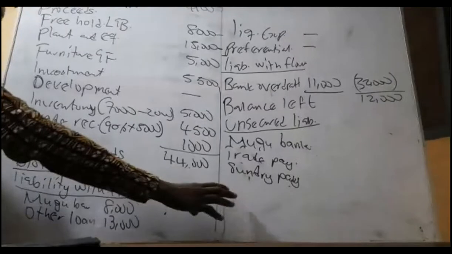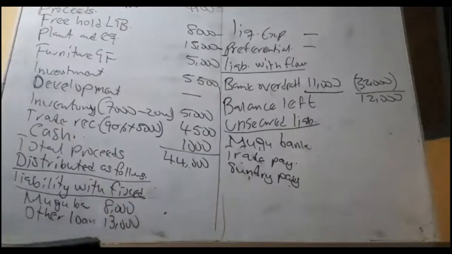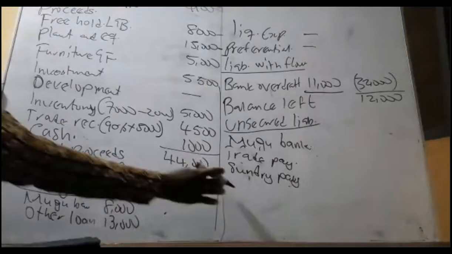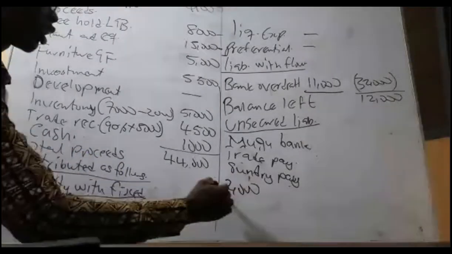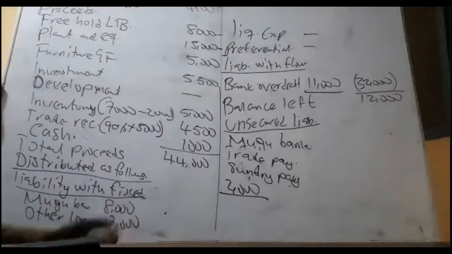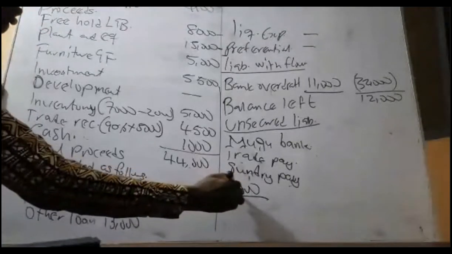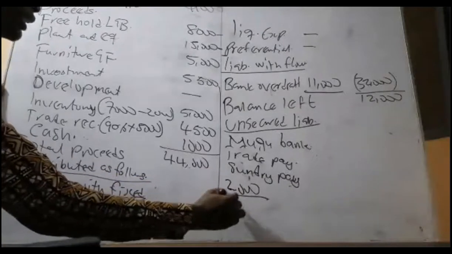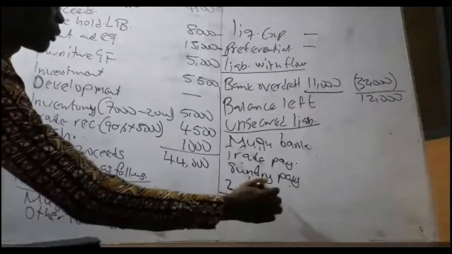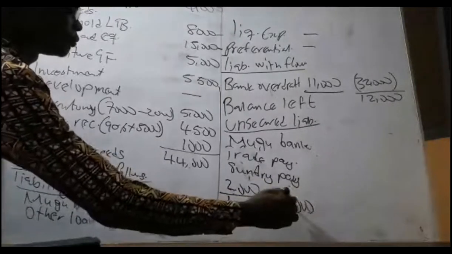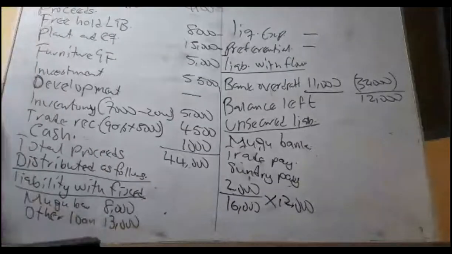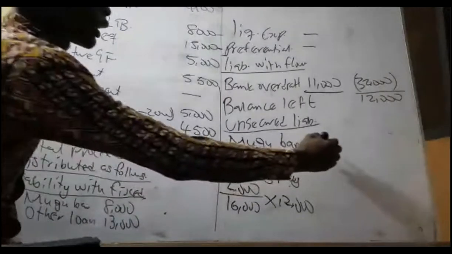Or let's work out here. So Mugu Bank, let's work for Mugu Bank. Mugu Bank will be 2,000 divided by the total debt left, which is 16,000, times the amount left, 12,000. This is what you get. So 2,000 out of this, that's 1,005. Perfect. So Mugu Bank will get 1,005.